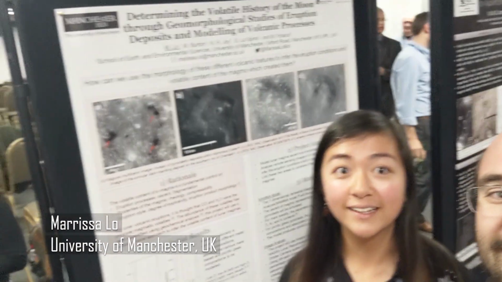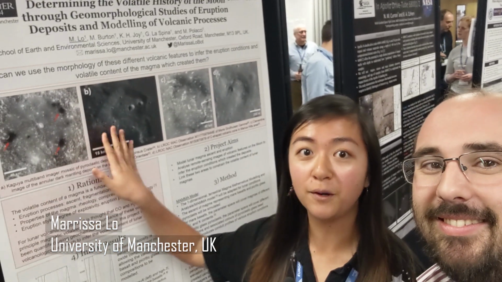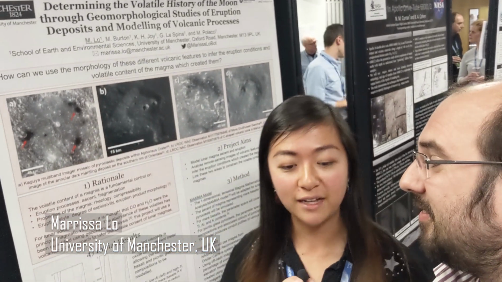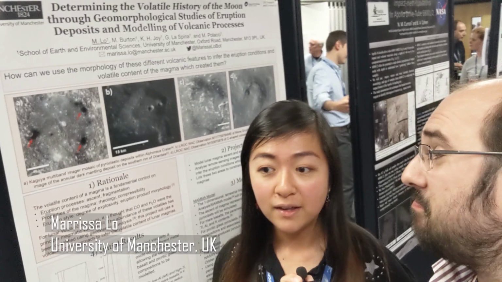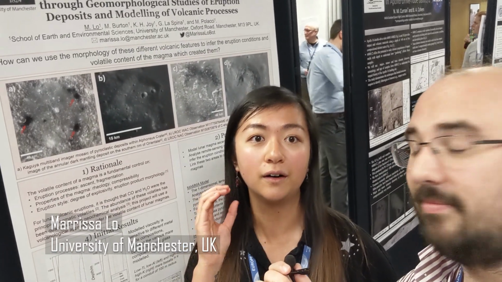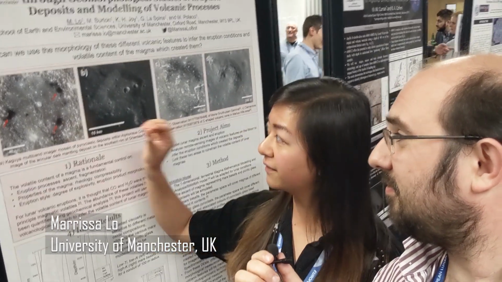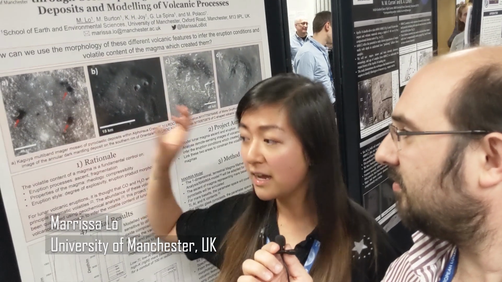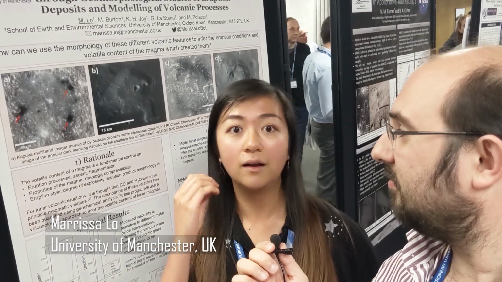So my poster is linking the morphology of different volcanic deposits, like we can see here, to the volatile content of the magma that created them. So obviously, if you have more volatiles, more gases in a magma, your eruption is going to be a lot more explosive. So using the distances over which these deposits have travelled, I'm going to be inferring, using a magma ascent model and an eruption model, what the volatile content of the magma was. Good stuff.